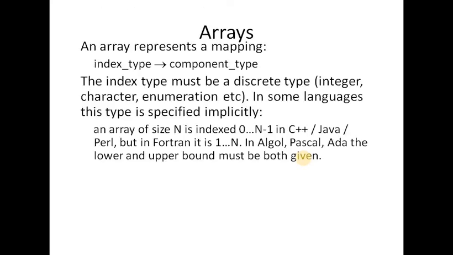What is an array? Sometimes we can say an array is something representing a mapping: index_type to component_type. The index type must be a discrete type. Discrete types are integer, character, enumeration, etc. In some languages this type is specified implicitly. So an array is defined with n indexes, from 0 to n minus 1.